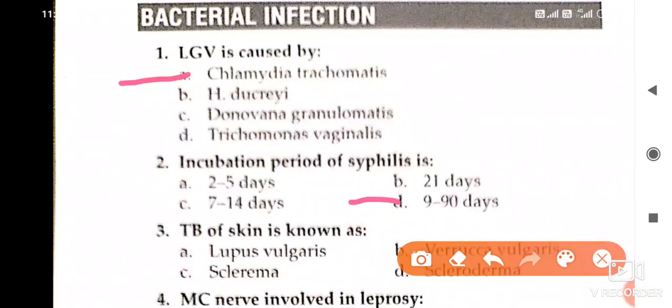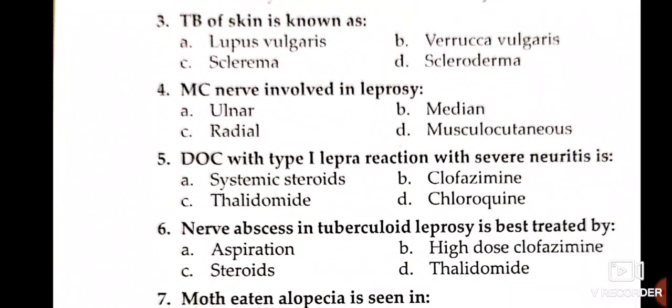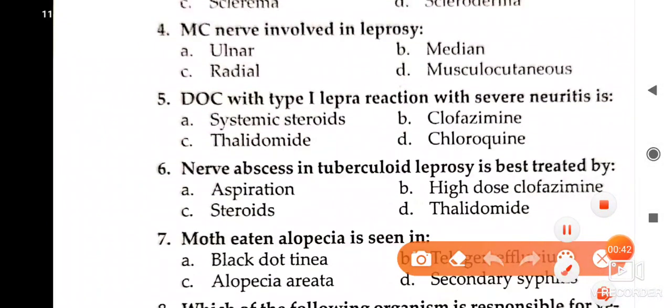TB of skin is known as lupus vulgaris. Most common nerve involved in leprosy is the ulnar nerve. Drug of choice in type 1 lepra reaction with severe neuritis is systemic steroids. Nerve abscess in tuberculoid leprosy is best treated by aspiration.